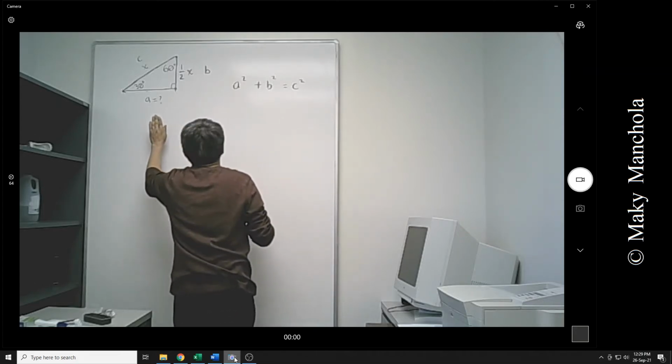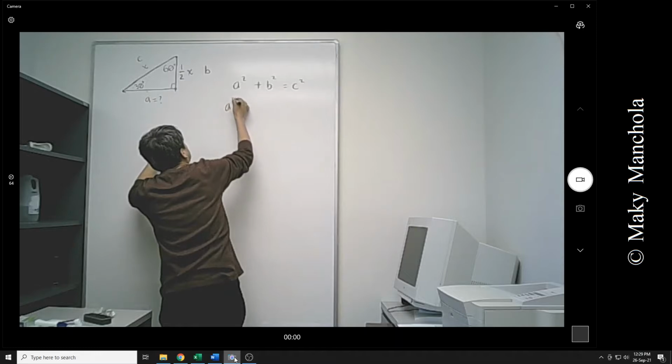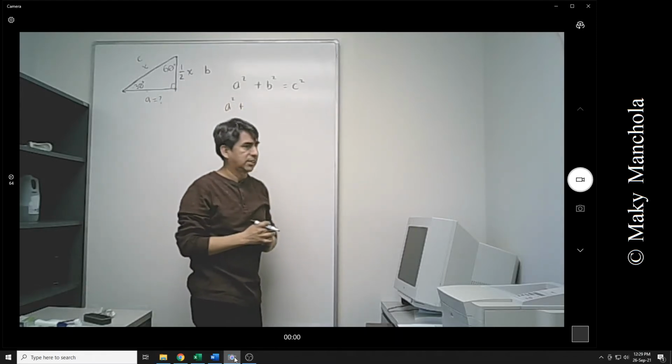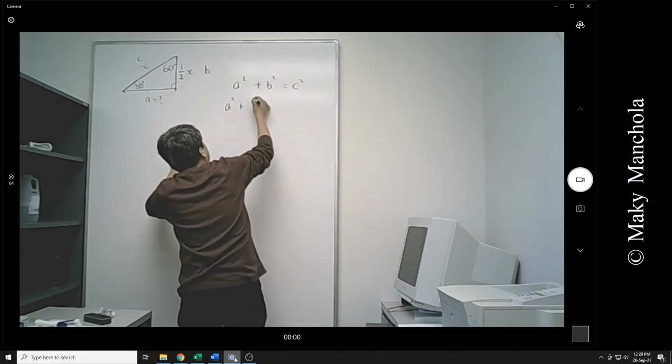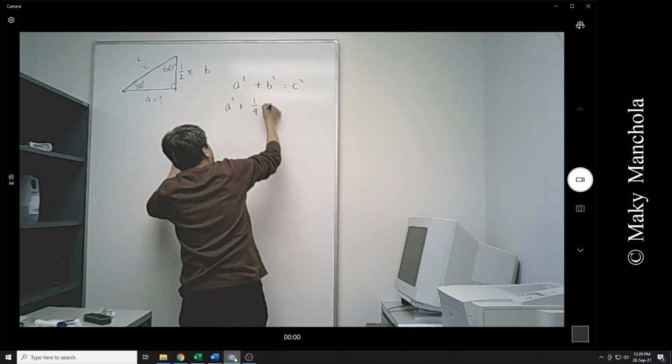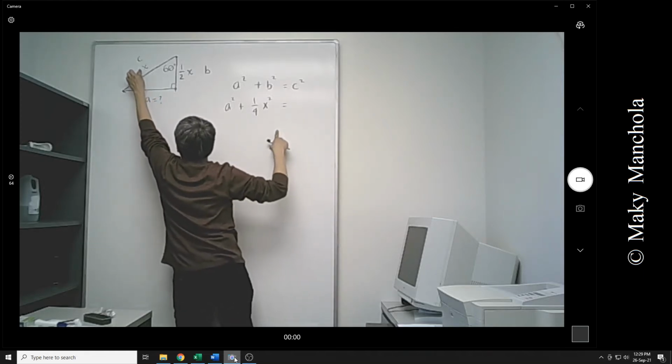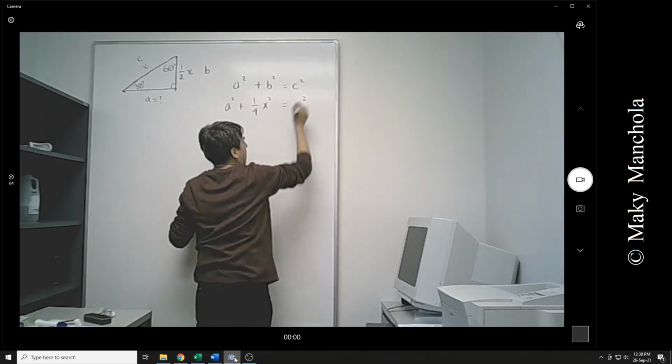Let's plug in. So we get A squared plus. Now B is half of x. So when I square it, I get 1/4 x squared. That equals C squared, which in this case is x squared.